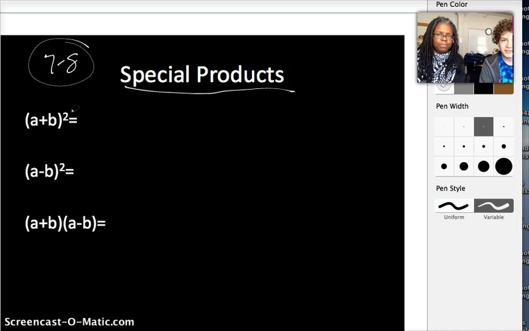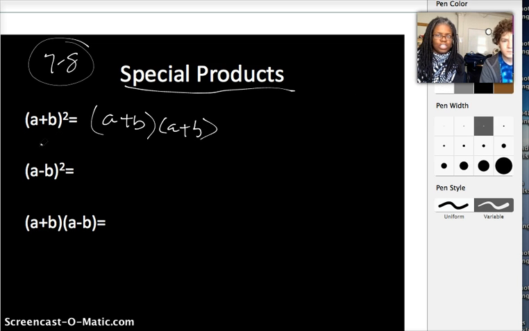So if I have A plus B quantity squared, what this means is A plus B times A plus B. A common mistake, and I'll do this in red so you know it's wrong, is to write that this is equal to A squared plus B squared. The sad face is a sign that it's very wrong. The reason is that it supposes we can just distribute the power, like the rules we had earlier in sections 7.1 and 7.2, but we cannot distribute the power over addition or subtraction.